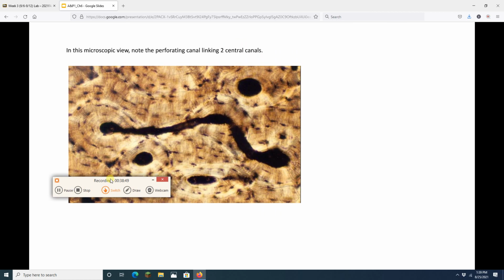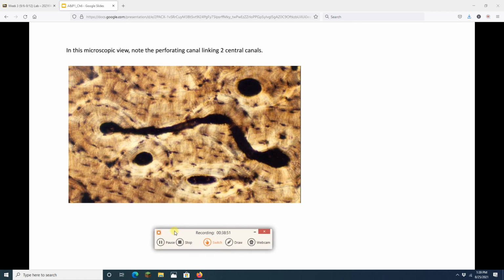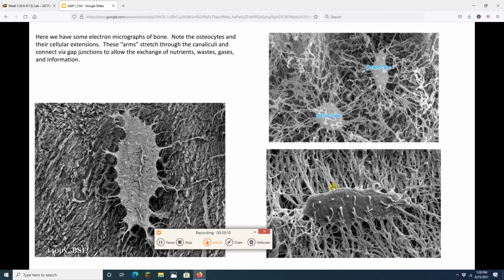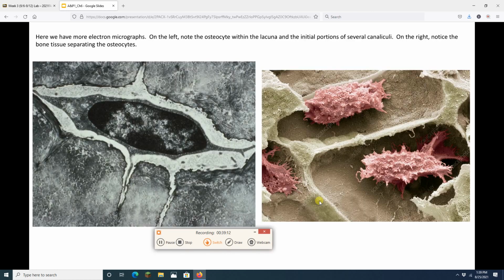Okay, this is actually a really beautiful slice here. They've cut this so that we actually see the perforating canal between two central canals. So we can see that passageway that allows blood vessels and nerves to travel from one central canal to another. All right. Whoops, went too fast there.